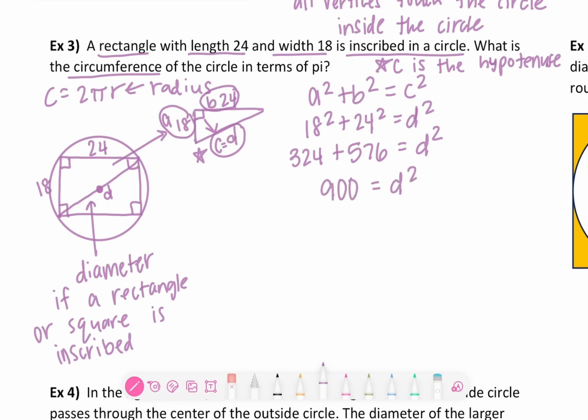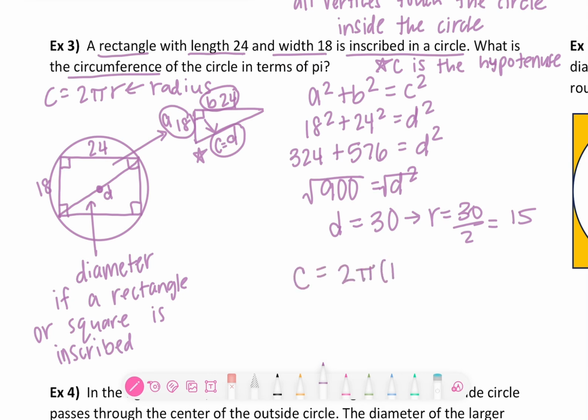And then hopefully you recall that in order to get rid of the squared, you have to do the inverse, which is square root both sides. So in the calculator, I'm square rooting 900, and I'm getting 30. 30 times 30 is 900. So my diameter is 30 here. But remember, to plug into our circumference, we need the radius. So we're going to find the radius by doing diameter divided by 2, and we're going to get 15. Last but not least, we find our circumference, 2 pi r, plugging in our radius of 15.